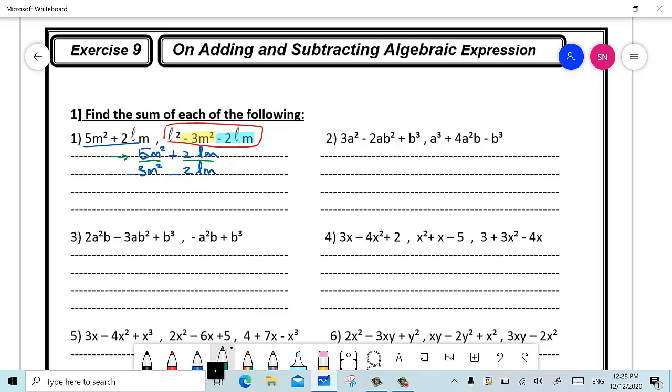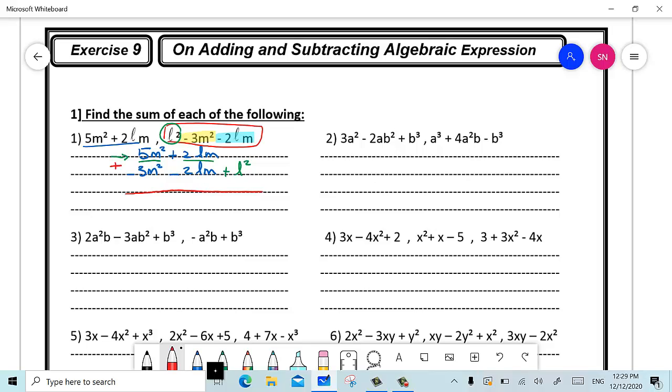As we can all see here, I have a term L squared, and L squared has no like term in the first expression. So simply I'm going to write it as it is. But the question here, is it a positive or a negative one? Since there is no operation or sign before it, then it's a positive term. So I write plus L squared. Now, after I organize all the like terms under each other, it's easy for me to go and do the addition.